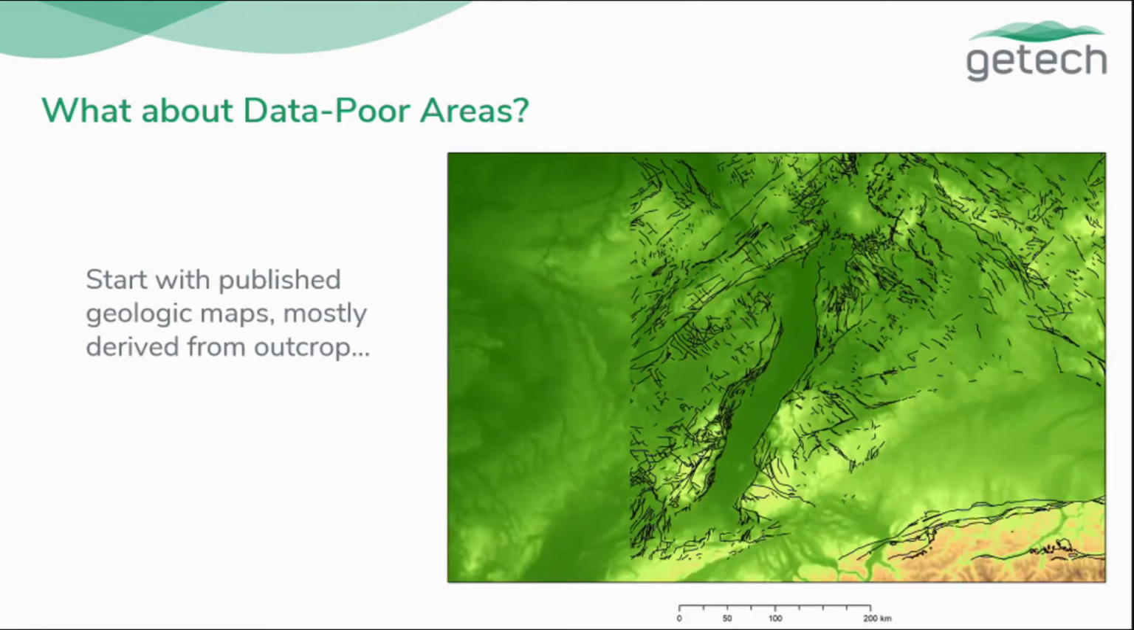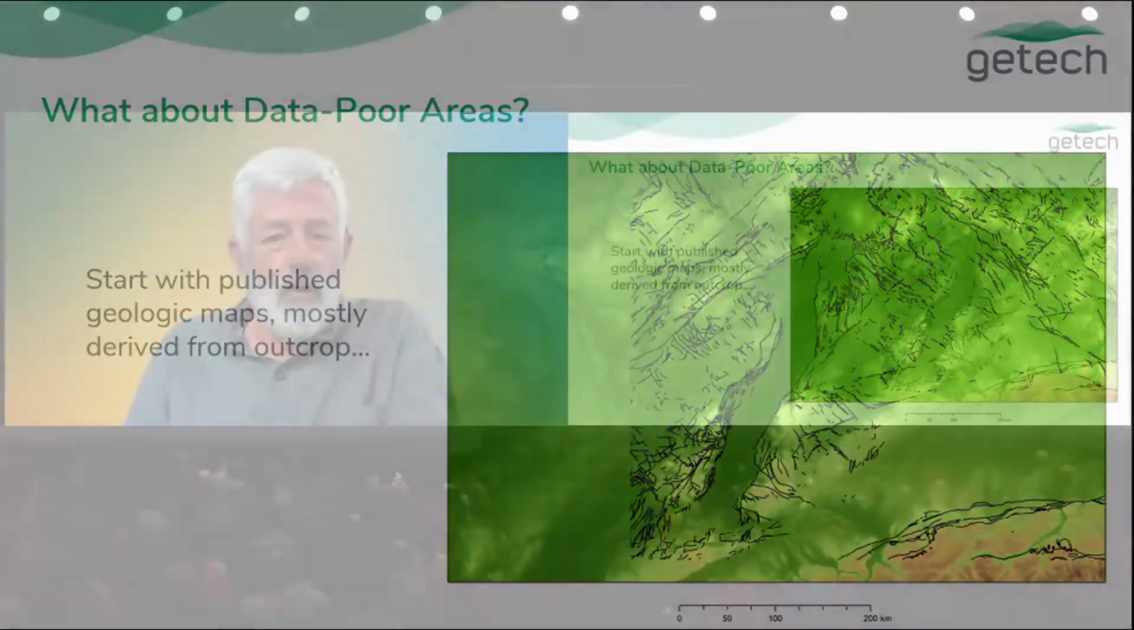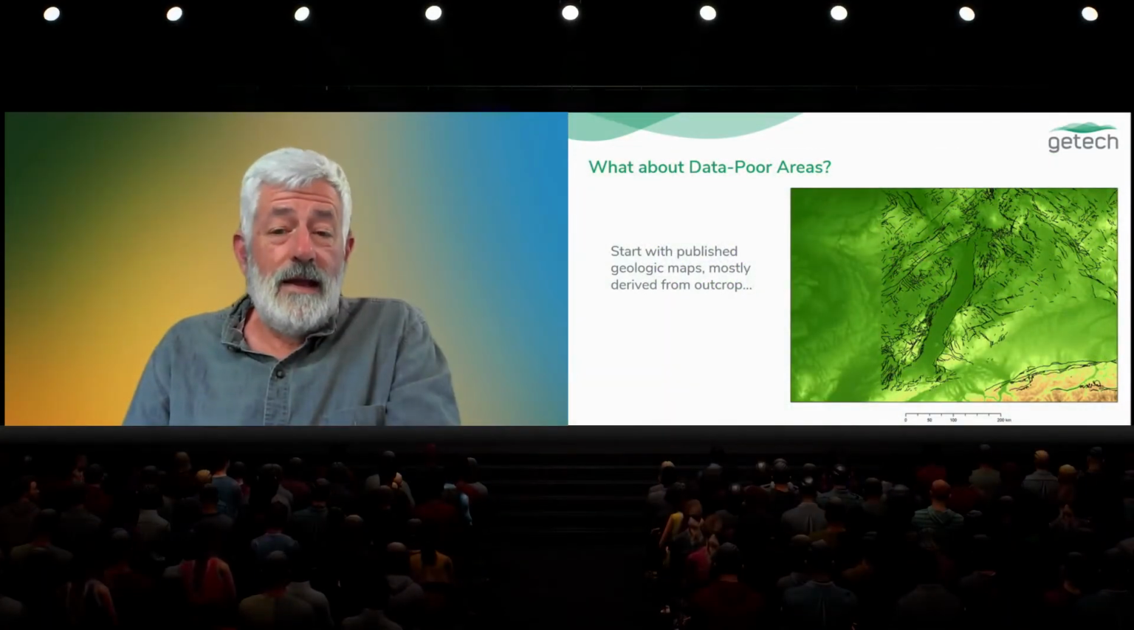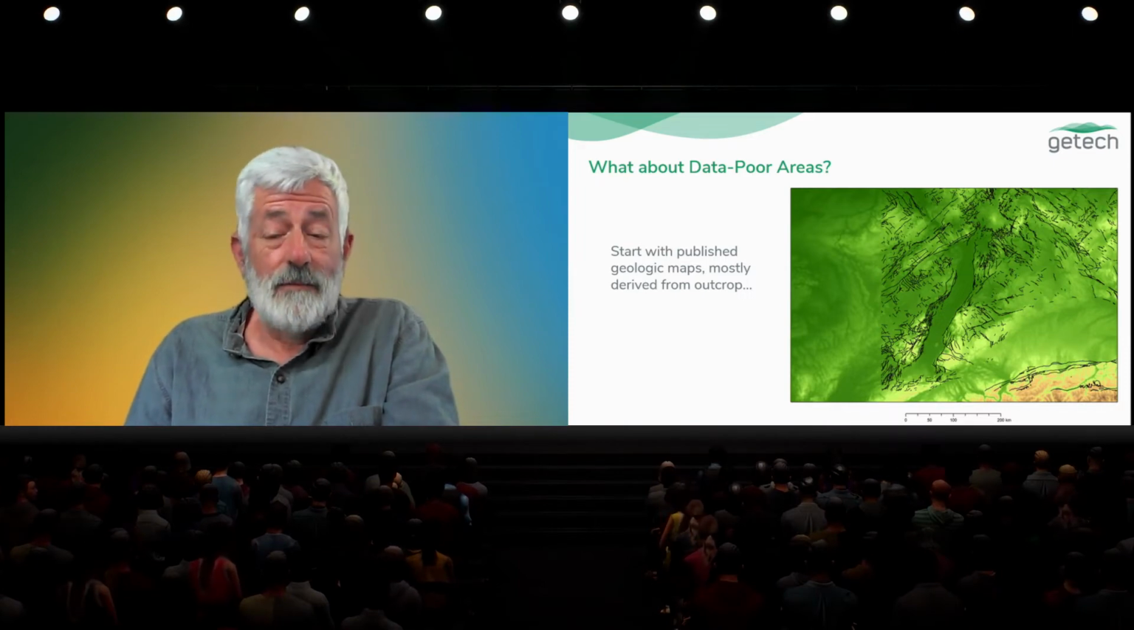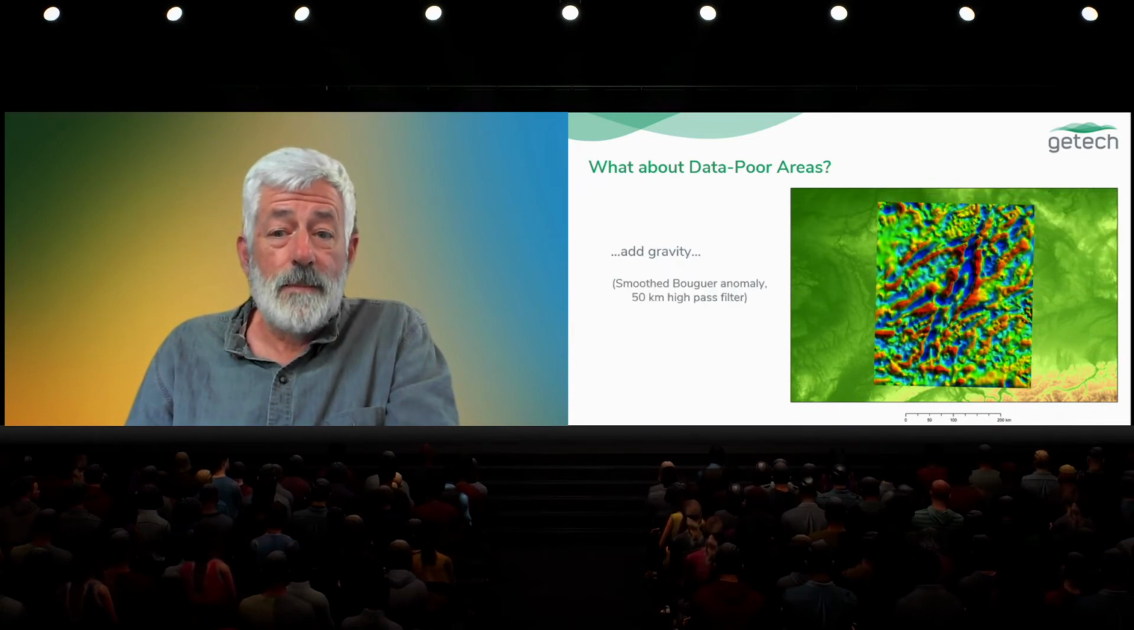So the first thing you do, obviously, is you get the published geologic maps and you pull off all the faults that people already know about. But mostly those are expressed in outcrop, and they're not really in the places that you are most interested in, down in the Graben, where you saw all the industry activity had been.